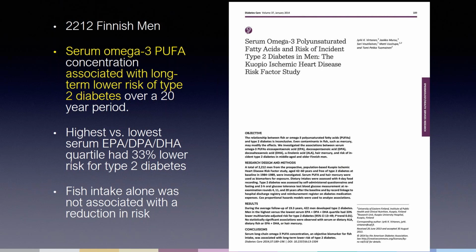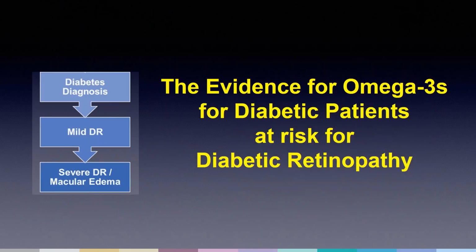So again, we see how the lipid metabolism can affect the ability of these patients to absorb the fats. So fish alone was not effective in reducing the risk, but those who were able to absorb the omega-3 and had higher circulating blood levels enjoyed the protective effect of the omega-3 levels. So what about patients who already have diabetes and they're at risk for diabetic retinopathy? What is the role for omega-3s in these patients?